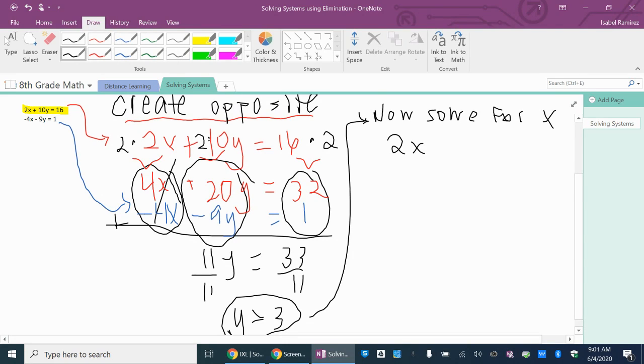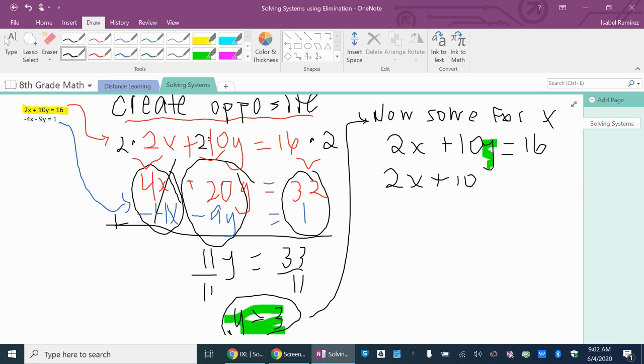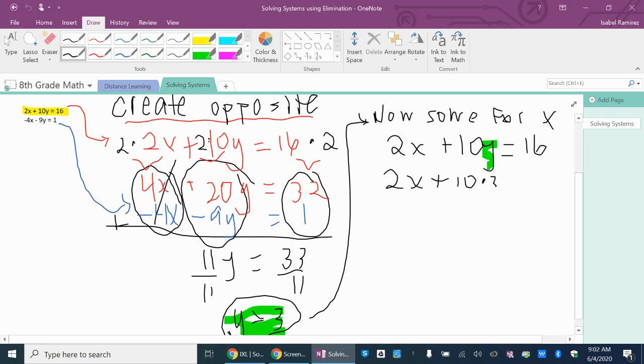So 2x plus 10y equals 16. Since I know that y is 3, I am going to replace y with the 3. So we have 2x plus 10 times y, so times 3, equals 16. Once again, we don't have a y because we replaced it with 3. And now we should be able to solve this equation for x.